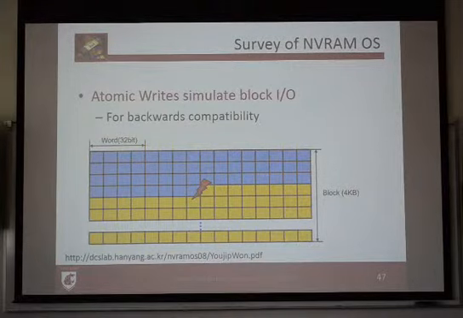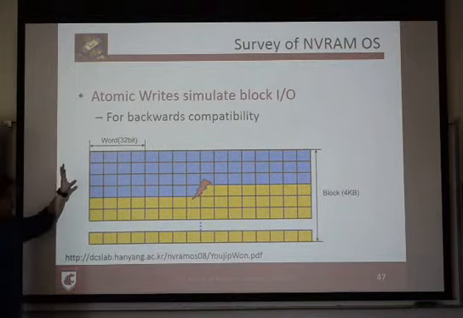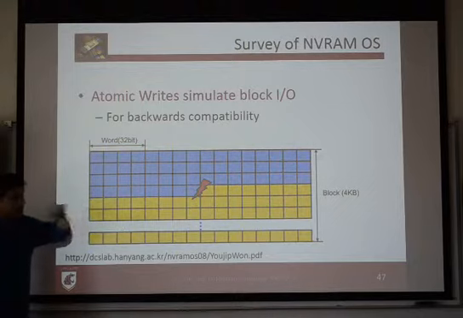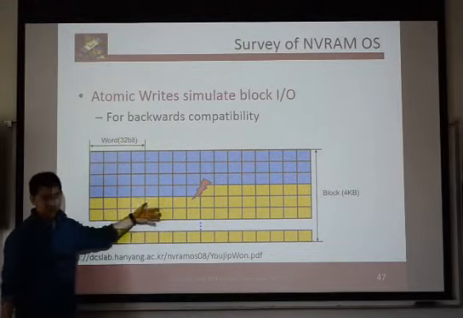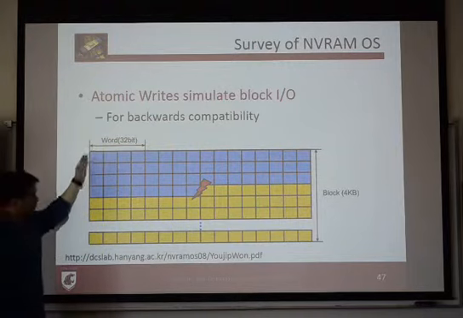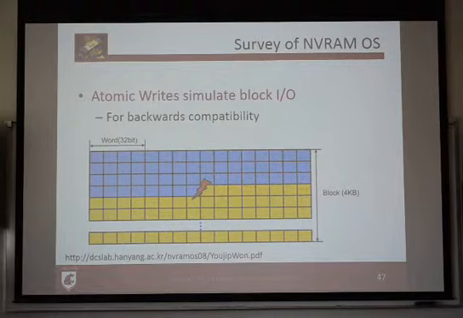Papers. Here's another PowerPoint, which basically just said we just need atomic writes to simulate block I/O for backwards compatibility. So if you have a bunch of data and you're writing a block, or if you crash right between it, your storage is in an inconsistent state. So you need atomic block writes. That's pretty much what this PowerPoint said.